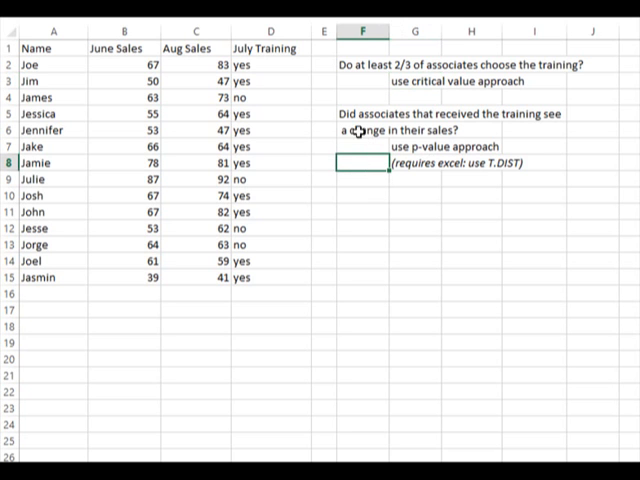For the second test, I'm going to propose a two-sample test, and as I said earlier, there's a couple of different tests that we can do now that we have paired data. I am going to do a particular paired test. So the question that I want to ask is, did associates that received the training, so I'm only looking at the 10 associates that have yeses in column D, did their sales change? I'm not saying anything about whether they increased or decreased. I'm just asking whether or not they're different.